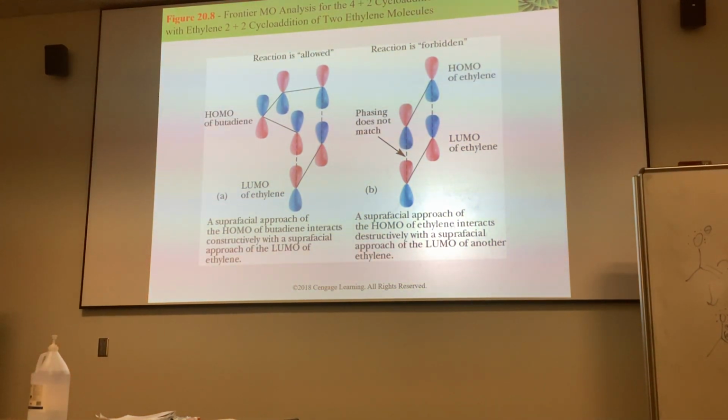In terms of what I want you guys to really know: if I give you pictures, you should be able to tell me if it's allowed or not allowed. But also, if you wanted, you could just remember 2 + 2 cycloaddition, not allowed. It makes squares. We get squares from photochemistry, because radicals, not because stuff is allowed. And this one, 4 + 2, oh wait, that's Diels-Alder, which we're gonna learn tomorrow.